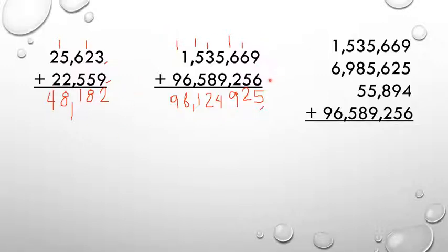So, now we know that 1,535,669 plus 96,589,256 will be equal to 98,124,925. Okay, so you can see here that you can add up to millions. You'll just use the same method. It will be longer because it has more numbers, but still the same method. Now, you might be saying it's just 2 numbers. Oh, here, I have 4 numbers.